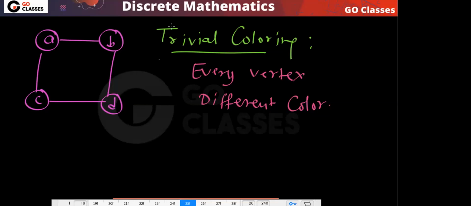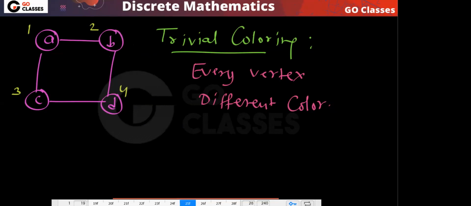So what I'm saying, this is the trivial solution. This is the trivial coloring. What you can do, every vertex you can give a different color. So for example, color number 1, color number 2, color number 3, color number 4. Now you can notice, because every vertex has a different color, adjacent vertices don't have the same color. Adjacent vertices have different colors. This is the trivial coloring.